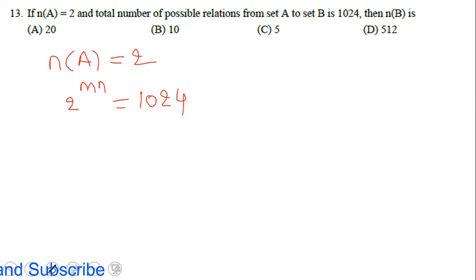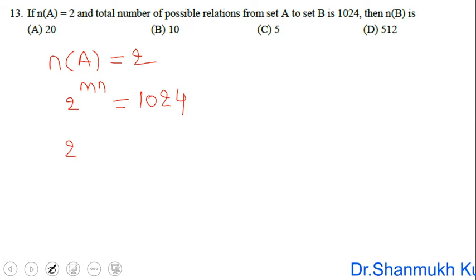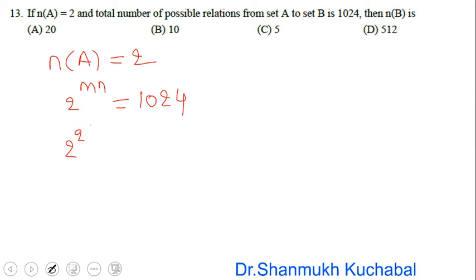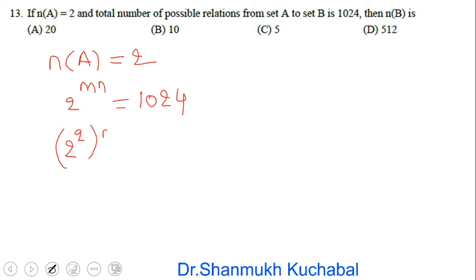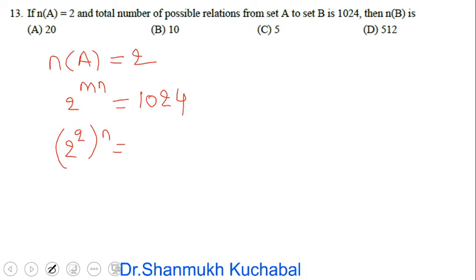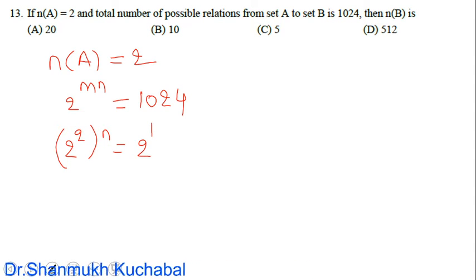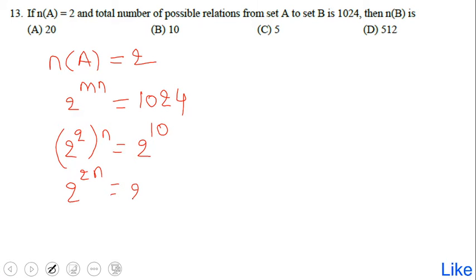Now we have to find the number of elements in set B. The number of elements in A is 2, that is m is 2. n we don't know, so as it is I write it. 1024 can be written as 2 raised to 10. Then we simplify the powers: 2 raised to 2n equals 2 raised to 10.